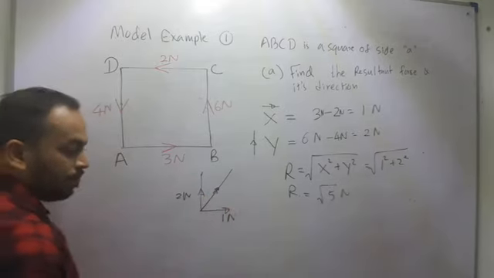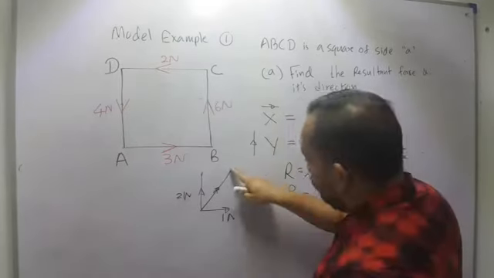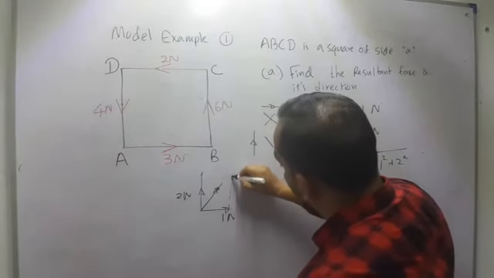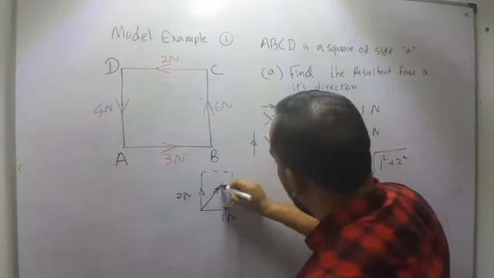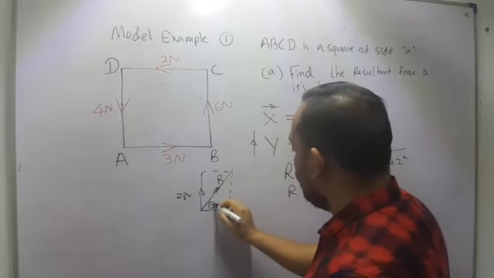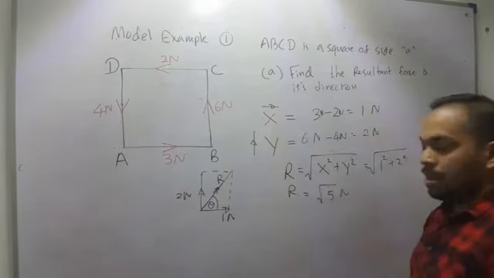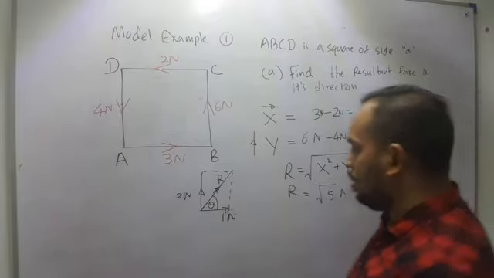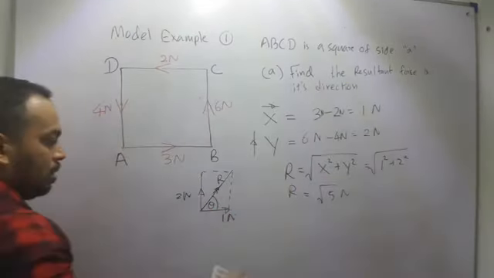So it's like this, right? So this would be the resultant R, and this is theta. Theta is the direction with respect to the horizontal axis, or with respect to the horizontal component.